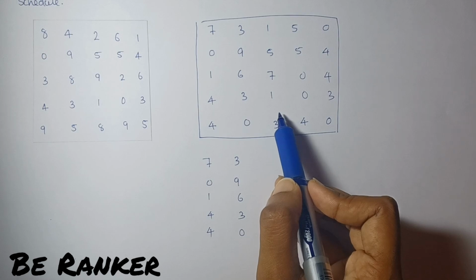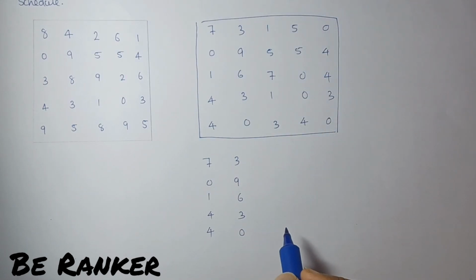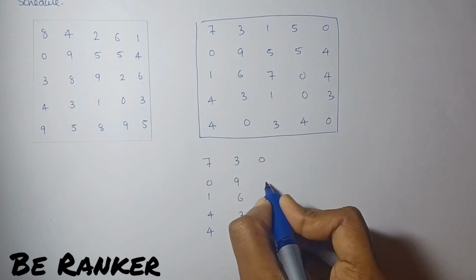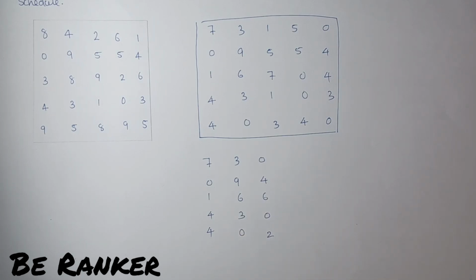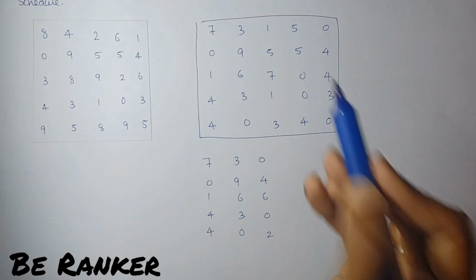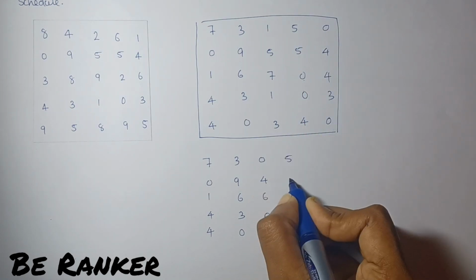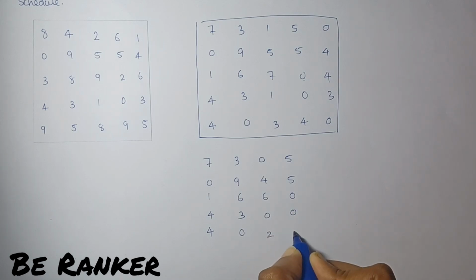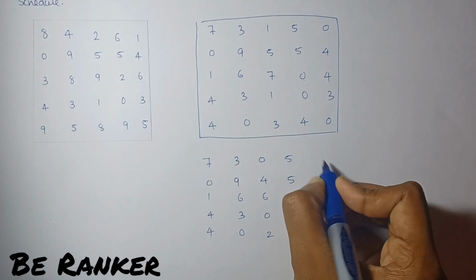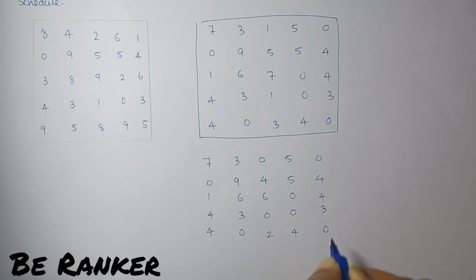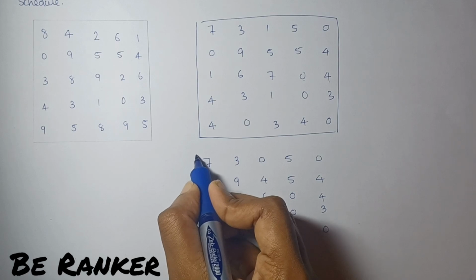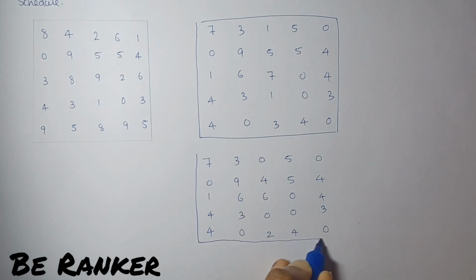In the third column, 1 is the minimum value. So 1 minus 1 is 0, 5 minus 1 is 4, 7 minus 1 is 6, 1 minus 1 is 0, 3 minus 1 is 2. In the next column, there is a 0, so there is no change: 5, 5, 0, 0, 4. In the last column, there is also a 0, so: 0, 4, 4, 3, 0. Okay, so this is our last matrix.